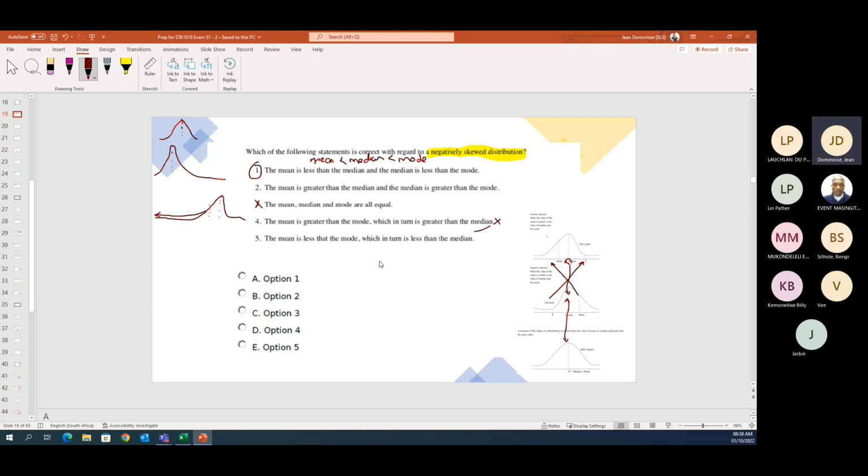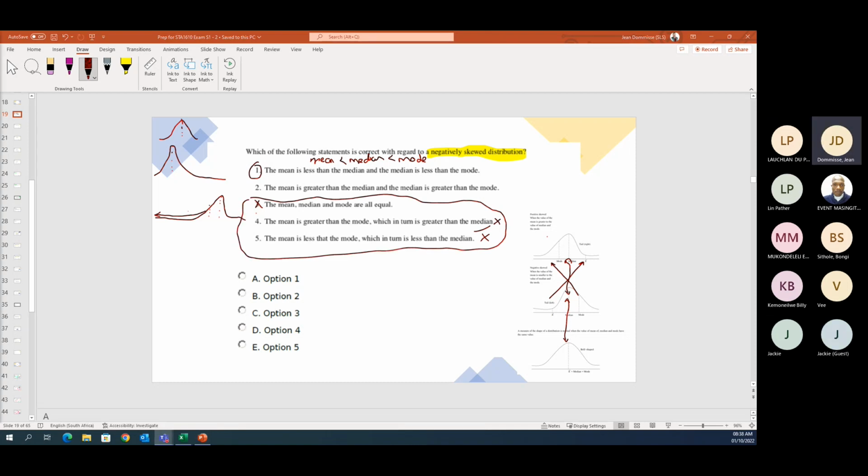The mean is less than the mode, which in turn is less than the median. So just by elimination of what we know, those three were in any case incorrect.